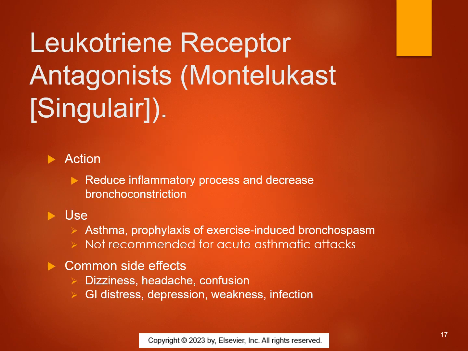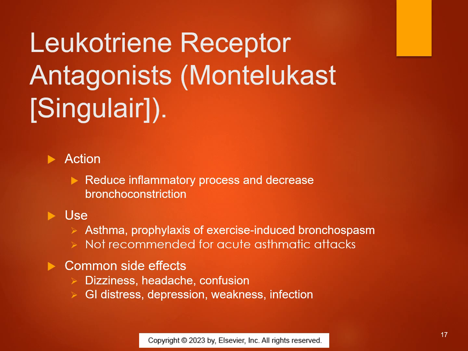Moving to a leukotriene receptor antagonist, montelukast, known as Singulair. The action is to reduce the inflammation and bronchoconstriction. It's used in asthma and exercise-induced prophylaxis, not for acute attacks. Some side effects include dizziness, depression, and infection.